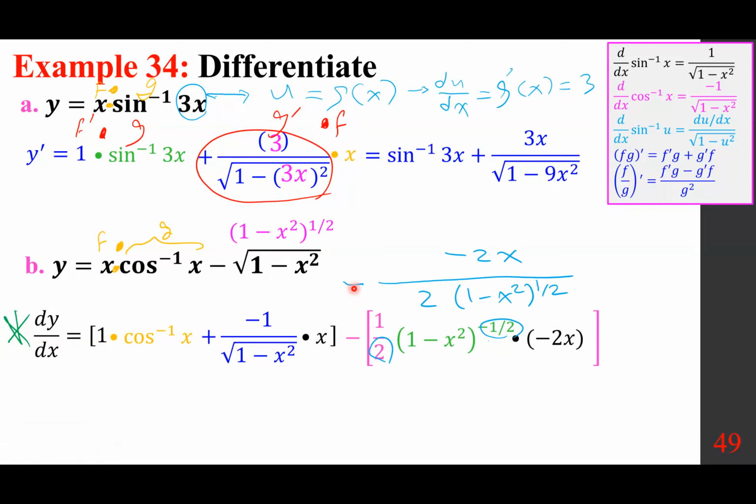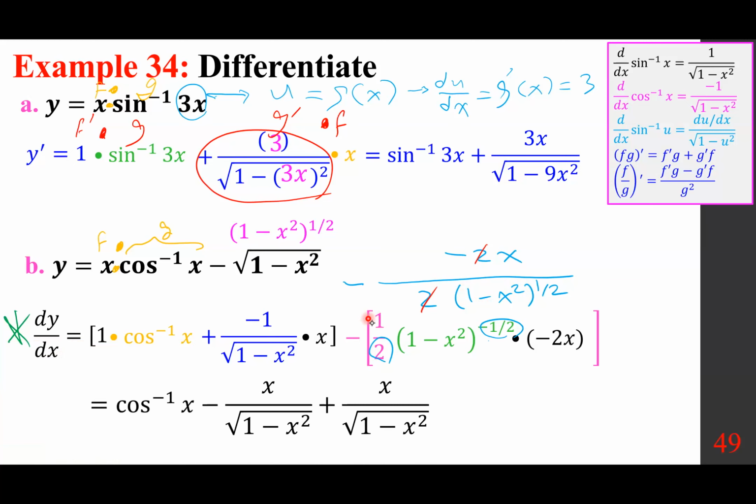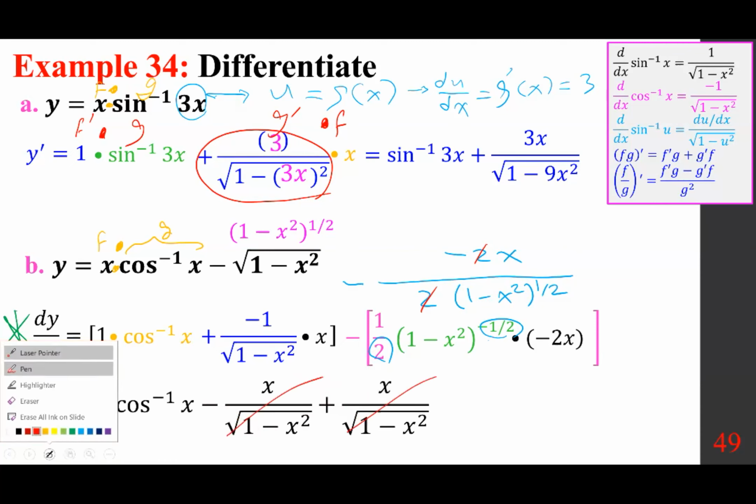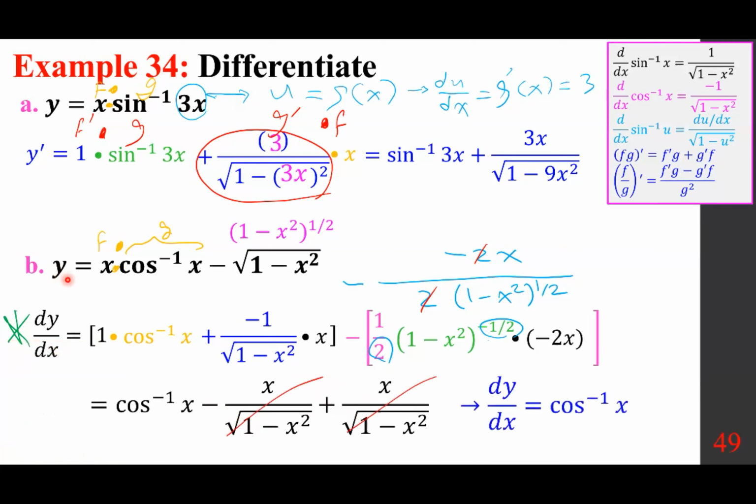So what do we have here? Negative and negative is positive. These two cancel each other. And this one, we write as a square root. So notice this is identical to that. One is negative, one is positive. These two cancel each other. And you're left with cosine inverse of x. So given y equals x cosine inverse of x minus the square root of 1 minus x squared, dy dx or y prime is simply put cosine inverse x.